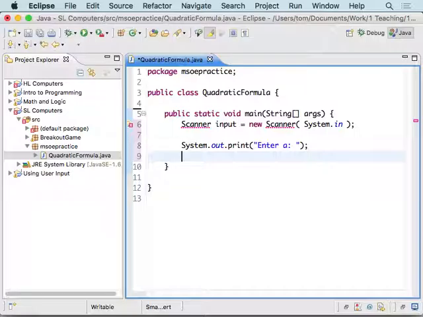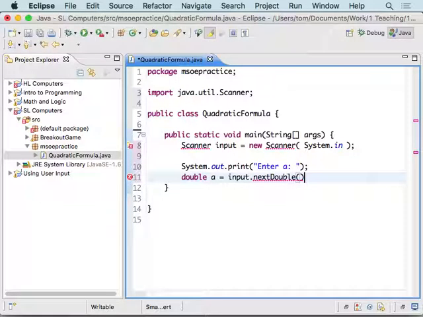All right. And then we're going to prompt with system.out.print to enter A. And after they enter A, we're going to allow them to enter A into a double called A. And so we're going to go input.nextDouble. Okay, so when I did that, it automatically imported scanner for me. It added this import java.util.scanner up here. If it didn't do that for you, you can either mouse over scanner or you can just type in the import statement up here.